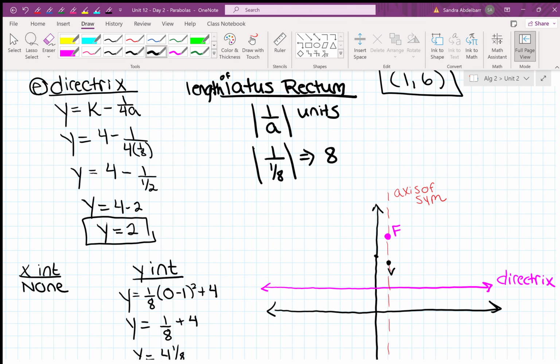So what does that tell us? It's going to be pretty wide. So if the A is a fraction, is it going to be wider or more narrow? Wider. If the A is a whole number, is it going to be wider or more narrow? More narrow. It's actually the opposite of what you would think. Okay, so if it's a fraction, it's going to be wider. If it's a whole number, it's going to be more narrow.